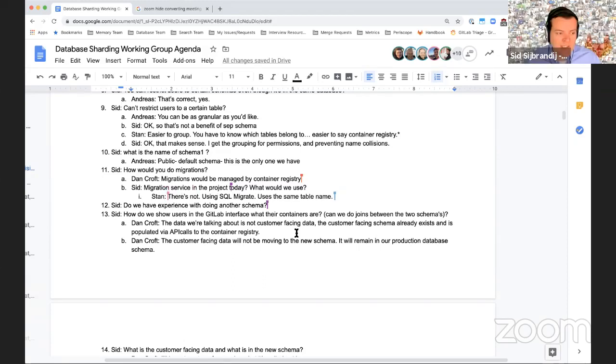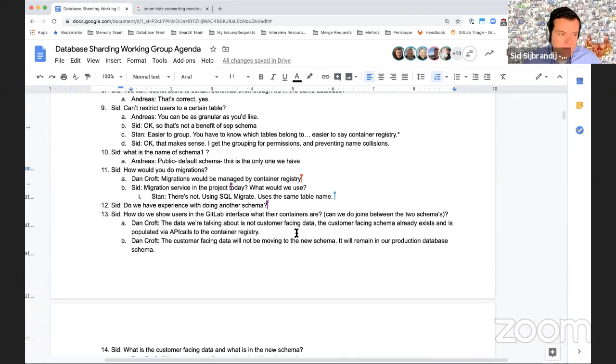So we'd have to get another tool in the container registry. It's just a library that you can pull in easily. Okay, cool. That would be a mirror to the ActiveRecord migrations in Rails. So a similar type of concept. So the concept is the same.